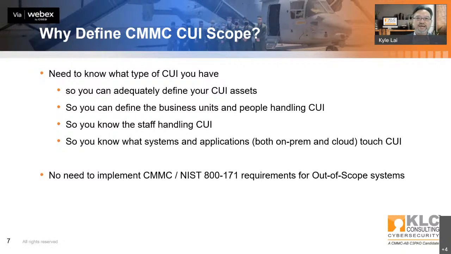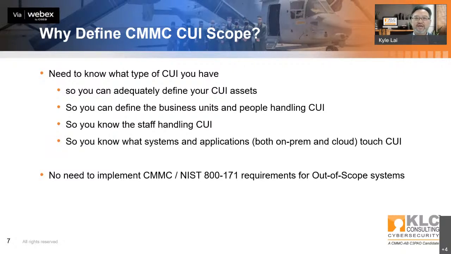Once you scope properly, you will understand what the specific CUI assets in scope are, and what controls you put in place for these assets. And also the business units, the people, right? The roles within your business units that actually handle the CUI. When we say handling, we usually mean processing, storing, or transmitting the CUI, right? You have to make sure that you train the people in your scope, and that they understand how to handle the CUI.